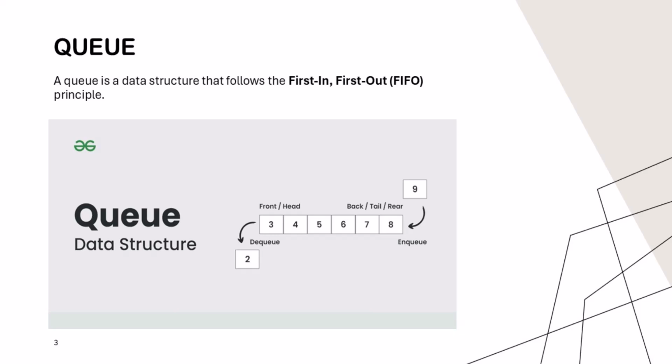Next, we have queues. A queue follows the first in, first out principle. This means that the first item added to the queue is the first one to be removed, just like a line at a checkout. You enqueue items at the back and dequeue items from the front.